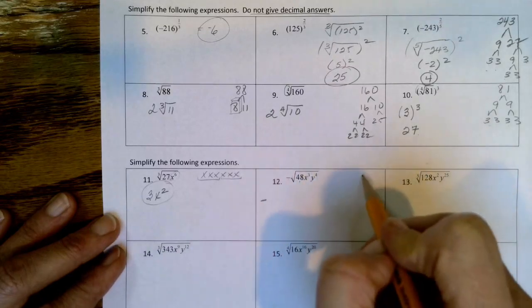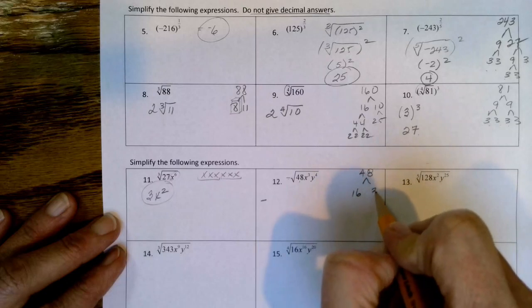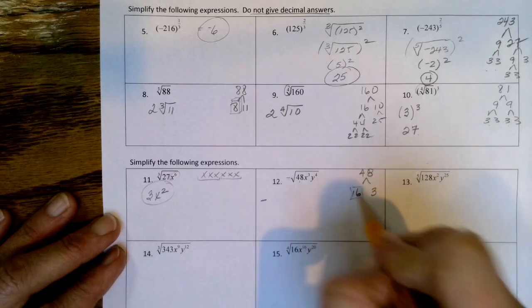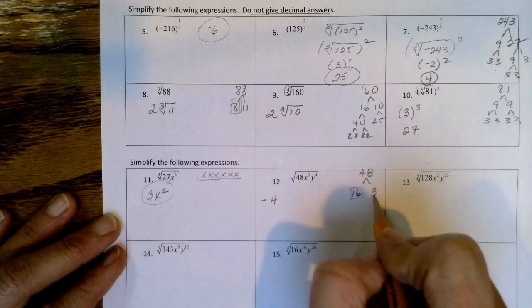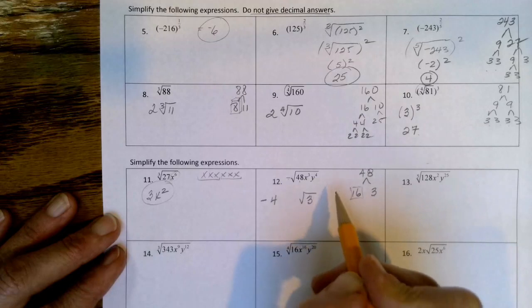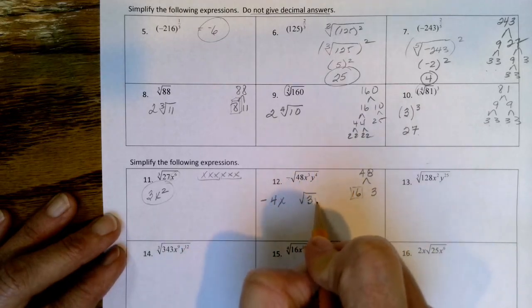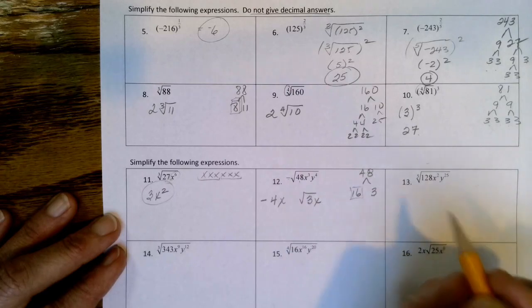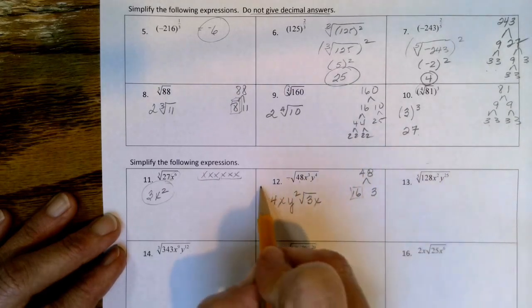It's a square root. When I look at 48, I know that's 16 and 3. So 16 is a perfect square. 4 comes out, and this 3 is going to be left inside. I leave some space because I know at least 2 of my x's come out as 1. This x is left inside. And then 2 of my y's come out, nothing left inside.